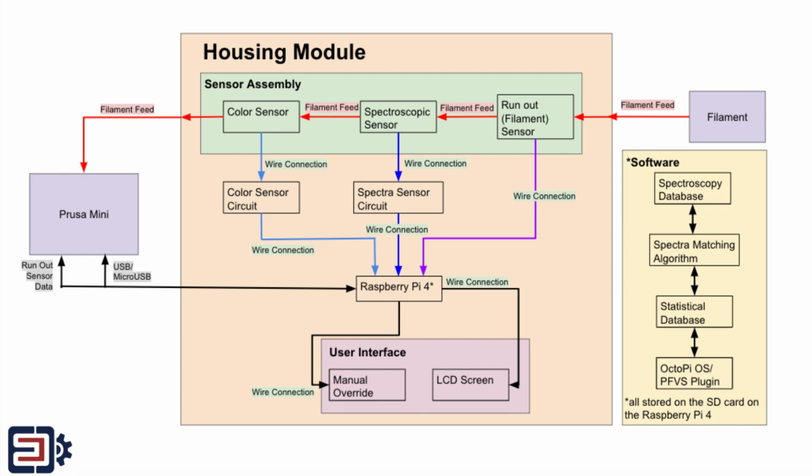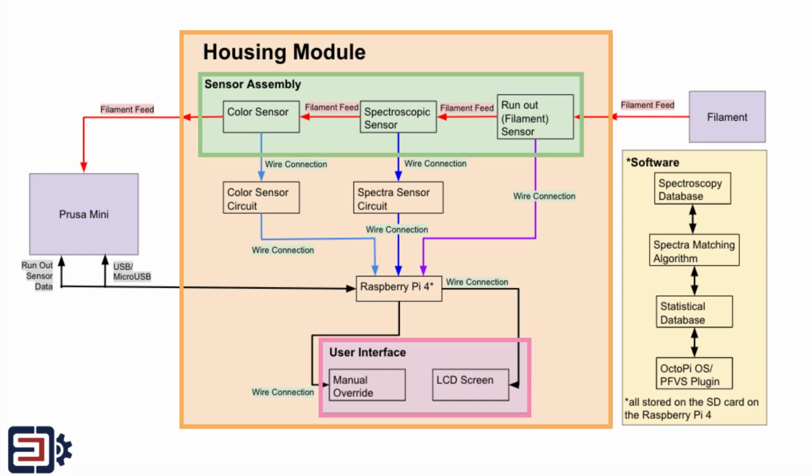Next, we have our system block diagram, which outlines the four main subsystems: the housing assembly, the sensor assembly, the user interface, and software. This diagram also shows all of the components within our system and their interactions.